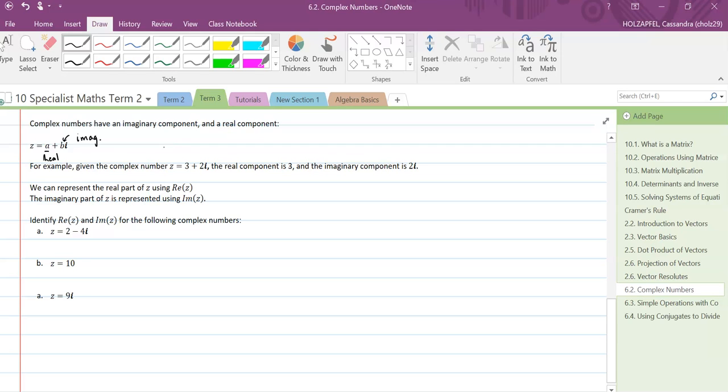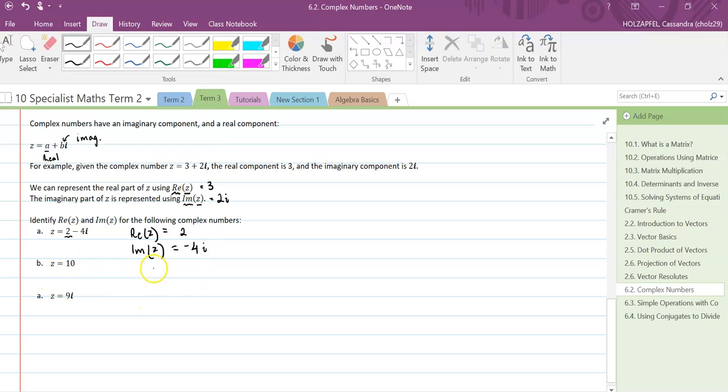So we can use that real and imaginary component to represent different things. Typically we use the real component of Z to represent the real part, which in this case is 3, and we use the imaginary component of Z, which is going to be equal to 2i. So let's go ahead and identify the real and imaginary components for each of the following complex numbers. The real component is always going to go first. So in this case, the real component of my complex number is equal to 2, and the imaginary component of my complex number is equal to -4.